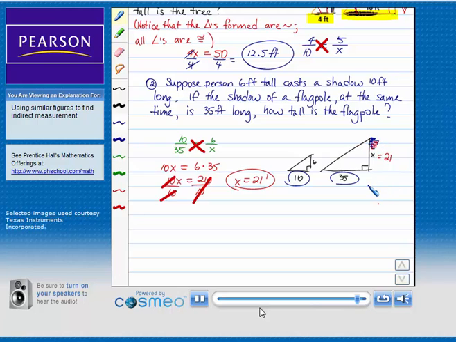How's that? Alright, well, that should give you a pretty good idea then of how to use similar triangles to make indirect measurements, and I urge you to work carefully and work well.